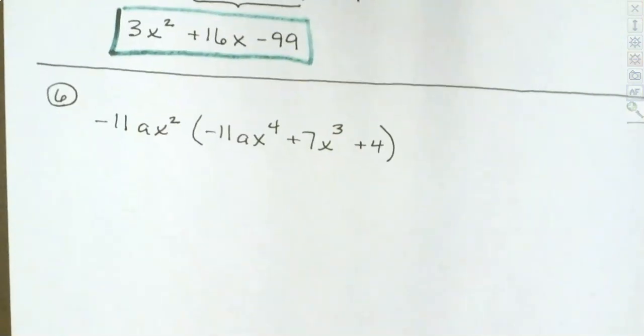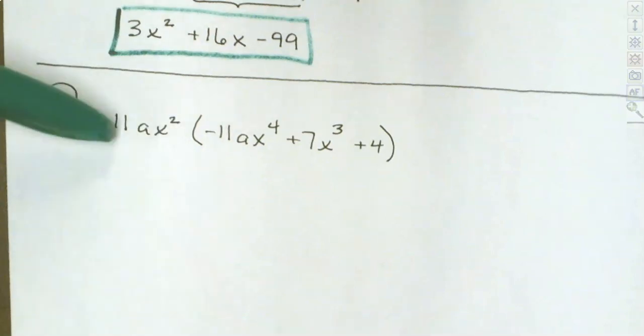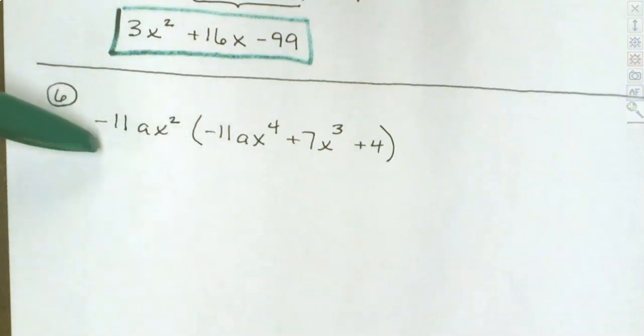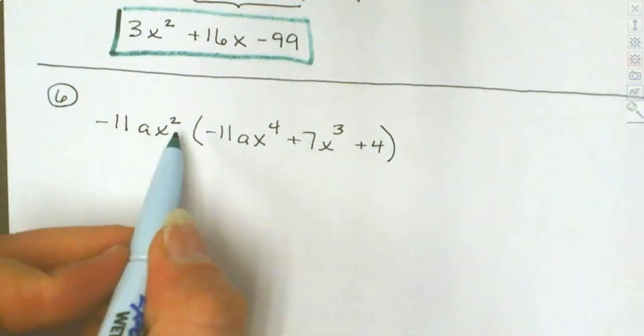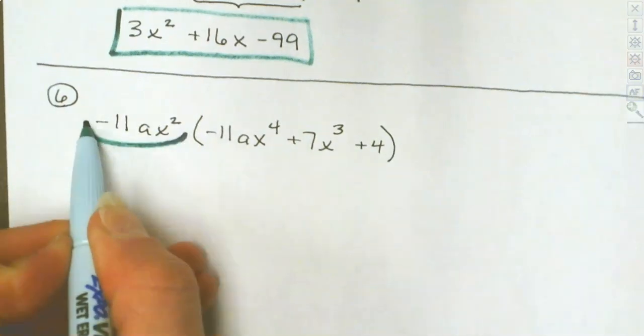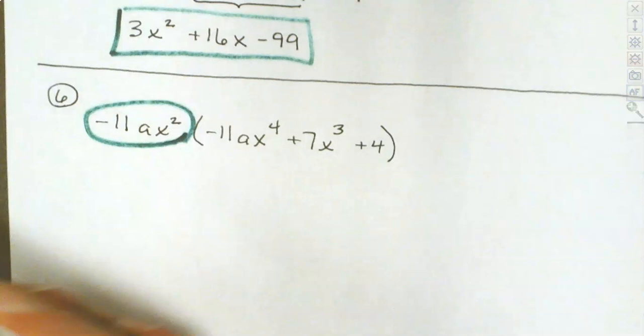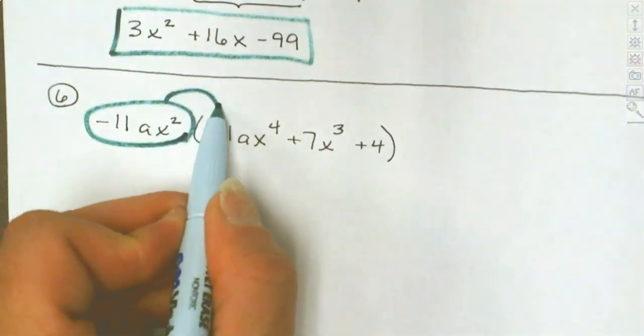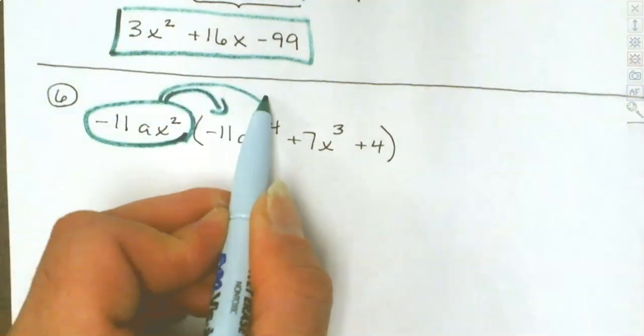Sometimes students get confused as to what we need to do here. So we've got 3 different methods: the FOIL method, the box method, or we can distribute through. Now, this is going to be a distribution. Why is it just going to be a simple distribution? Because there's no addition here, right? It's one single piece. So all of this right here in front, there's no addition, no subtraction. So what we can then do is distribute it straight through.